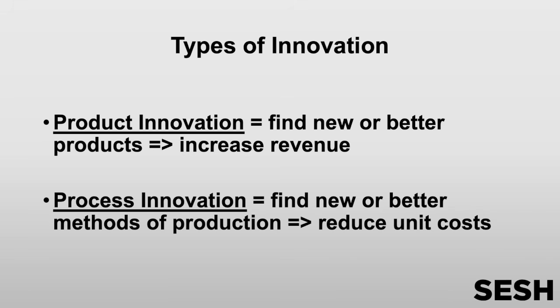Let's have a session on innovation. So the types of innovation, there's two types. There's product innovation and process innovation. Product innovation is when you find new or better products to ideally increase revenue, whilst process innovation is that you find new or better methods of production with the hope that you would reduce unit costs, essentially become more efficient.